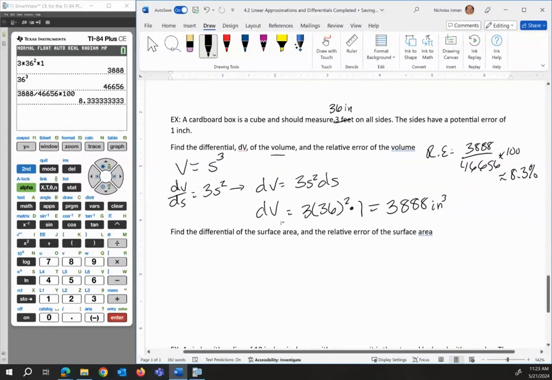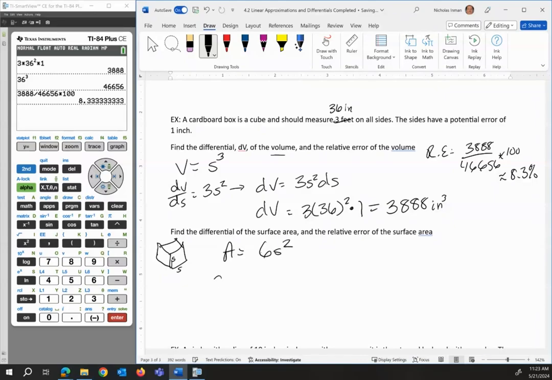All right, the surface area of a cube is just the area of all of these surfaces. Now I know that's s and that's s, so each side would be s squared. And there are 6 sides. All right, so our differential dA/ds would be what? 12s. So dA would be 12s ds.